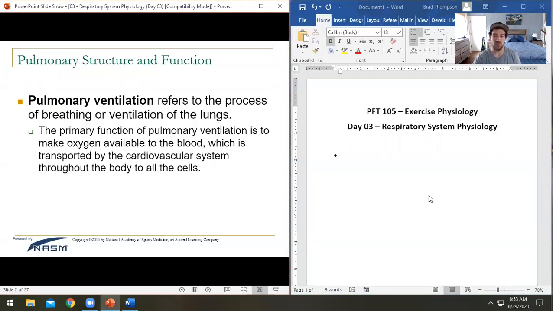So the first thing we're going to break down is understanding what breathing is. Breathing is more commonly referred to, or at least medically referred to, as pulmonary ventilation. Whenever you see the word pulmonary, we're talking about our lungs. That's our lung system here. So pulmonary ventilation is the process of breathing, or ventilating the lungs. This is the process of driving air into these big fleshy sacs.